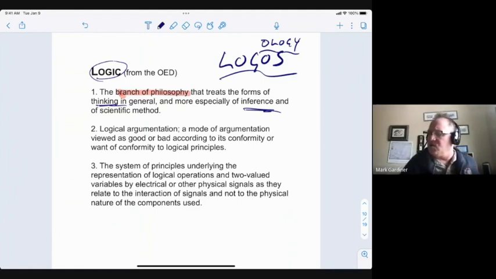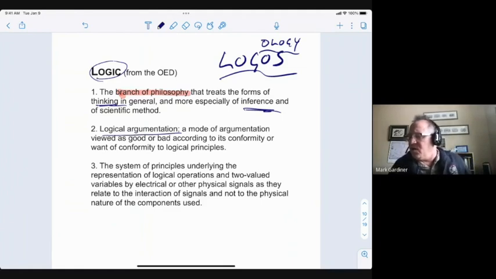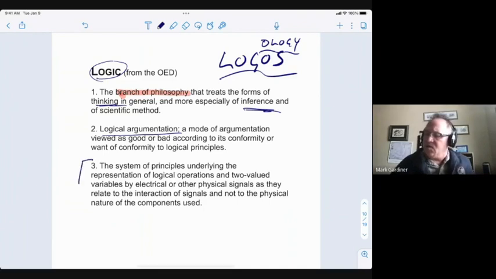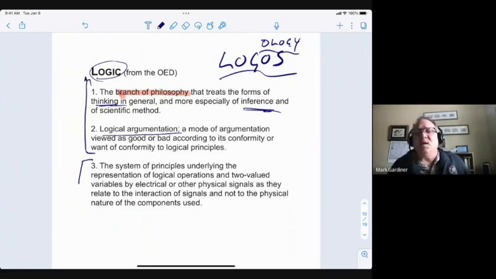Second is this notion of logical argumentation. It's a mode of argumentation viewed as good or bad according to its conformity or want of conformity to logical principles. So there's an important sense in which definitions one and two are meant to capture a notion of the study of good reasoning. When reasoning goes well, how we can become better thinkers, better reasoners, better critical thinkers, how we can critique the arguments, the ideas of others. That's a focus on a logic that's a practical focus.